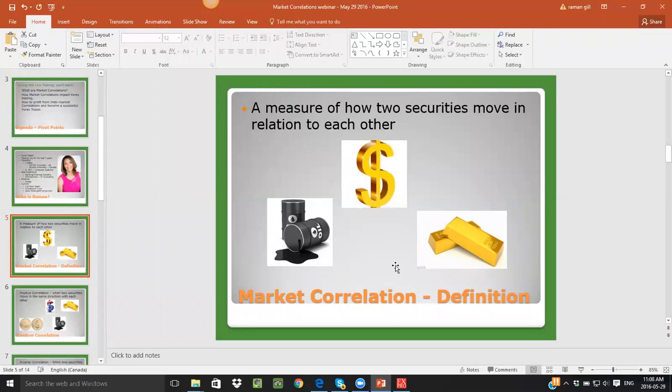So let's move on to the topic for today, and that is market correlation. So what exactly is market correlation? In the form of a definition, this is basically a measure of how two securities move in relation to each other. And when we're talking about securities, now we're going beyond just the Forex market. We are talking about gold, oil, this could be S&P 500 and bonds and things like that. So when we look at how any two securities move in relation to each other, that's called market correlation, and that's just the definition.